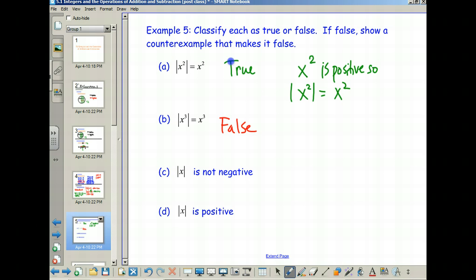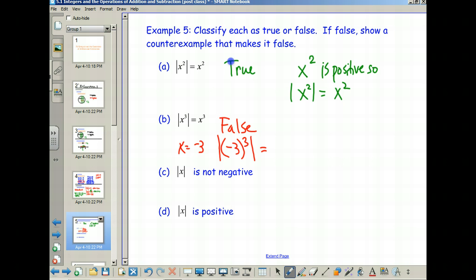And the easiest way to show that something is false is not to make an argument about it, but to give me an example. Can you give me an example of when this would be false? Negative 3. Do you want that to be x? Yeah. Okay. So if x equals negative 3, then I have negative 3 cubed inside of an absolute value. What is negative 3 quantity cubed?